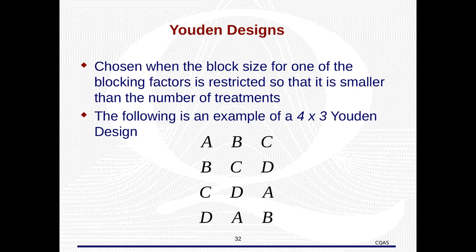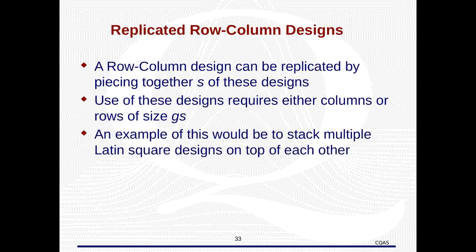This approach proves invaluable in agricultural experiments, industrial settings, and other contexts where experimental units cannot be freely arranged into arbitrarily large blocks. Having examined Youden designs where block size constraints limit our options, we now turn to a more flexible approach: replicated row-column designs.